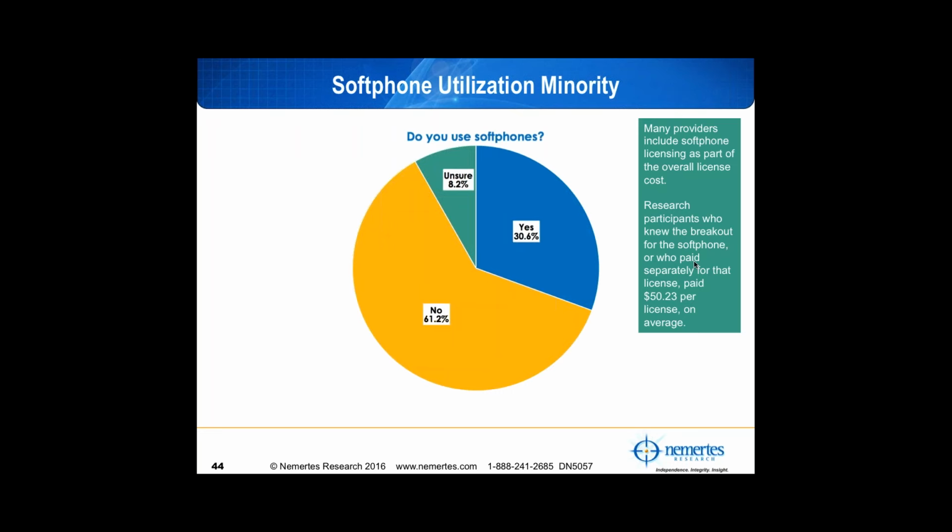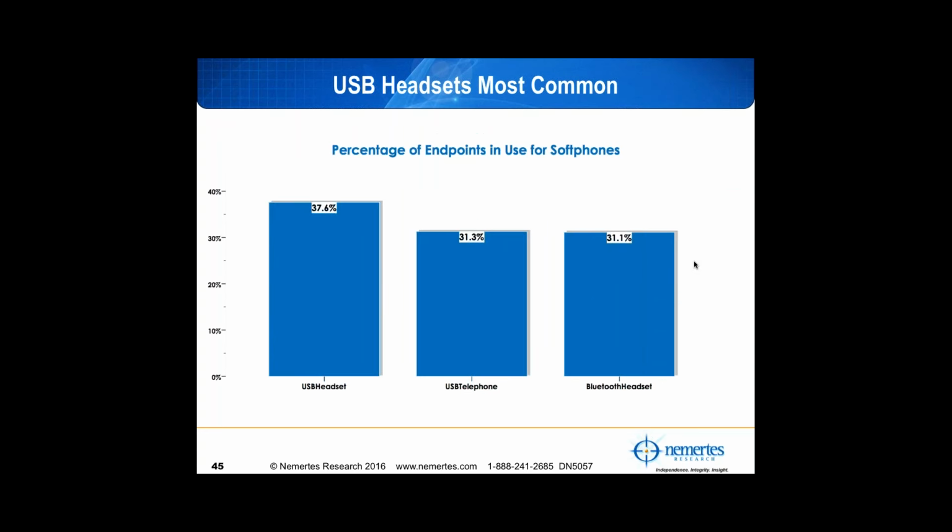Okay, so looking at endpoints, soft phone utilization, we see about 30% of companies using soft phones at this point. Most of the providers are including soft phone licensing as part of their overall cost, but some knew the breakout for the soft phone, or others had paid for it separately, and the average there was about $50 per license on average. Now, when we look at what they're using, USB headset is a little bit more popular than either a USB telephone or a Bluetooth headset, but all are fairly evenly distributed there. My expectation is that you'll see more Bluetooth headsets just to enable that mobility.